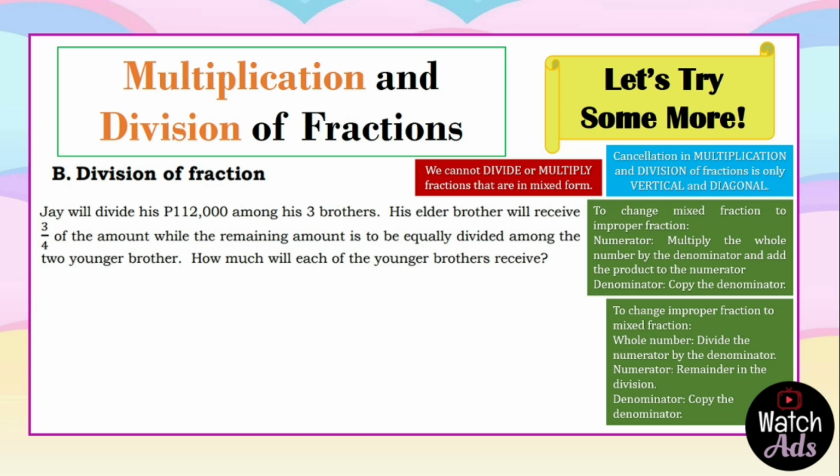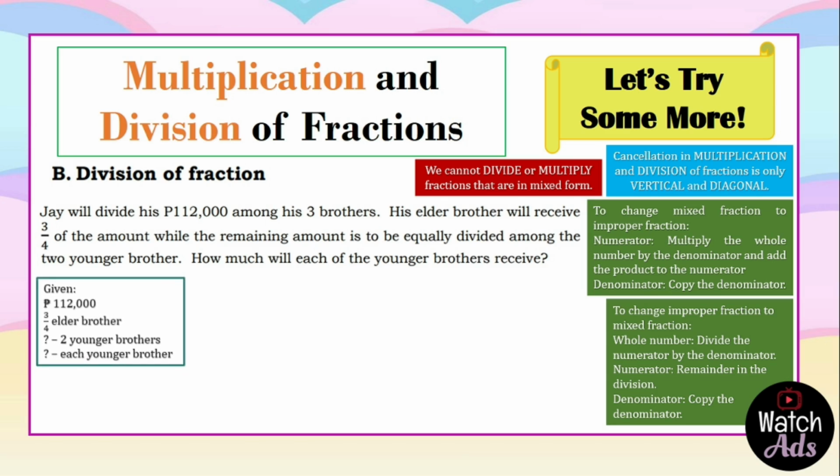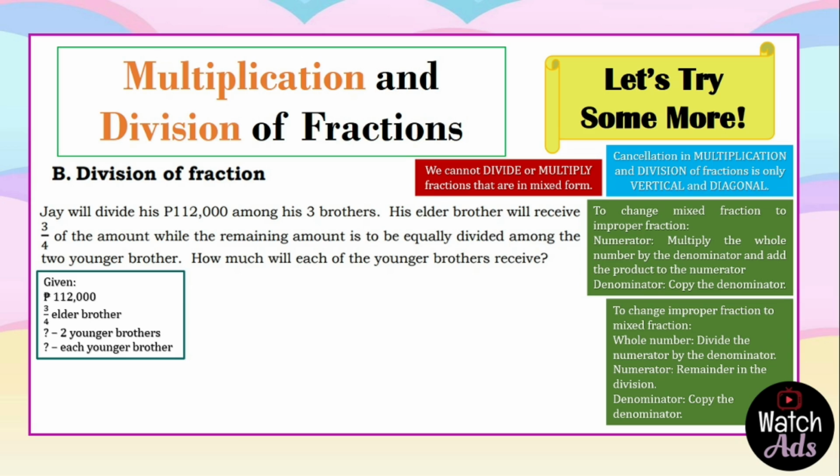Let's have another example. J will divide his 112,000 among his 3 brothers. His elder brother will receive 3/4 of the amount, while the remaining amount is to be equally divided among the 2 younger brothers. How much will each of the younger brothers receive? Let's take note of the given facts. 112,000, 3/4 of 112,000 for the elder brother.